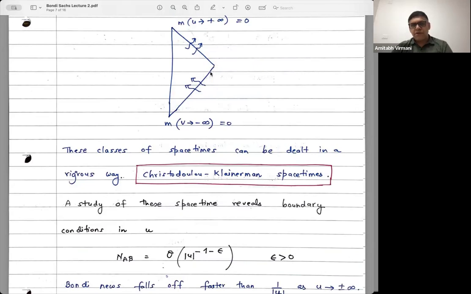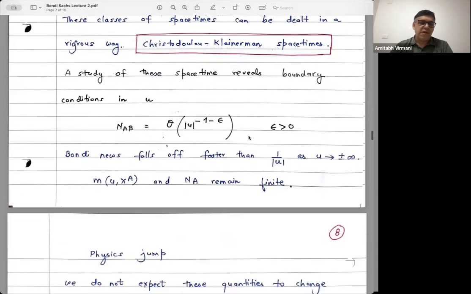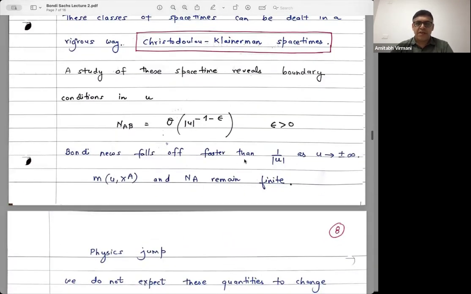the news tensor tells us about how much energy the gravitational waves are carrying. So the amount of energy gravitational waves carry in this very little region near spatial infinity is very small. In fact, zero as U goes to plus minus infinity.